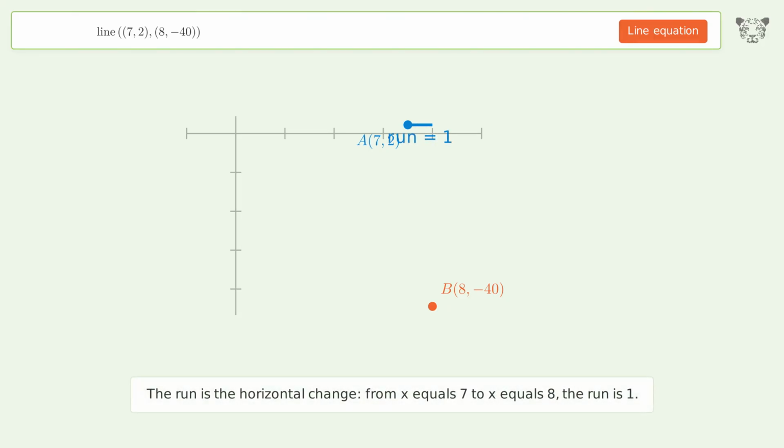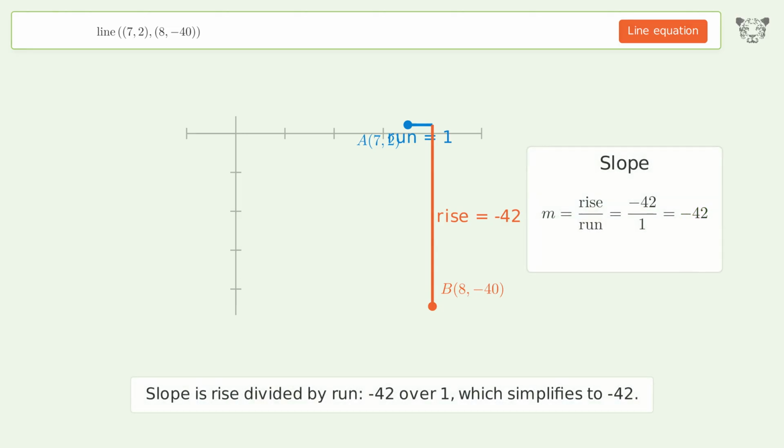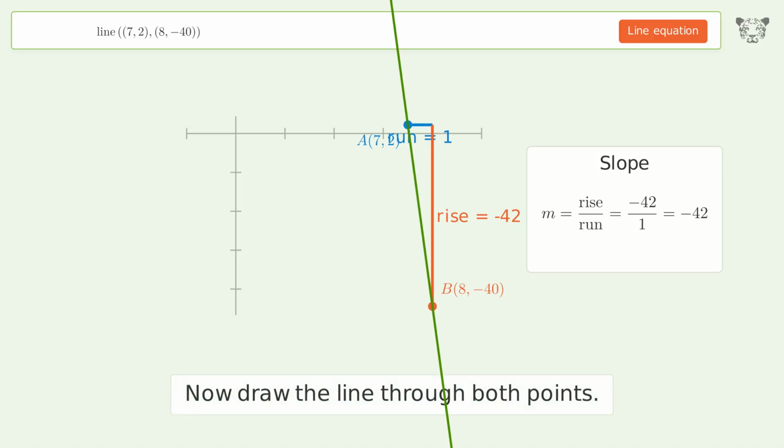The run is the horizontal change, from x equals 7 to x equals 8, the run is 1. The rise is the vertical change, from y equals 2 to y equals negative 40, the rise is negative 42. Slope is rise divided by run, negative 42 over 1, which simplifies to negative 42. Now draw the line through both points.